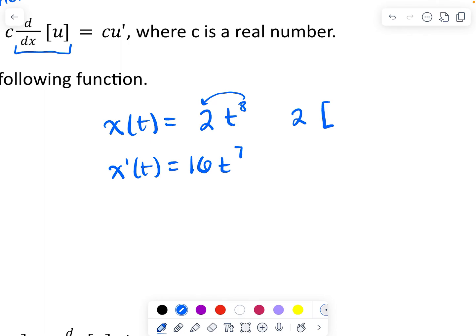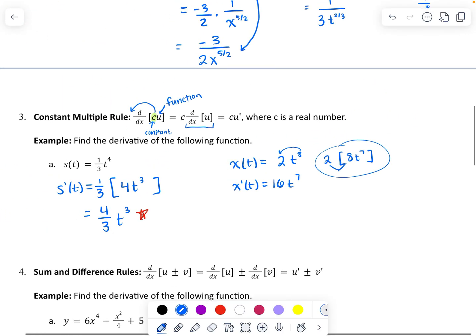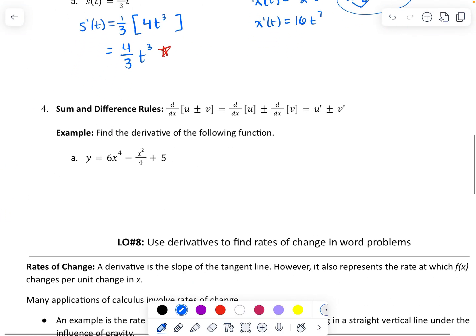And then I did my 8t to the 7th, and then I multiplied these. But usually we don't show that step. You certainly can if it helps you.